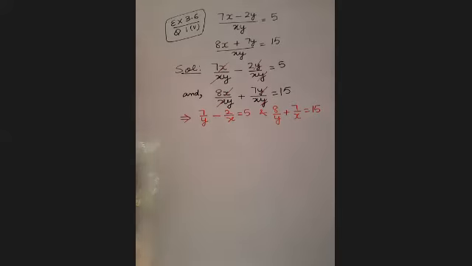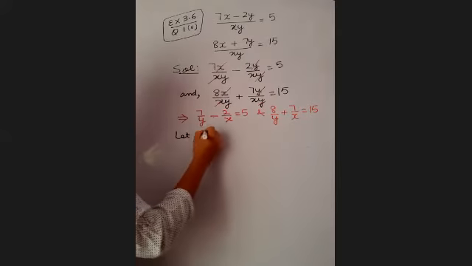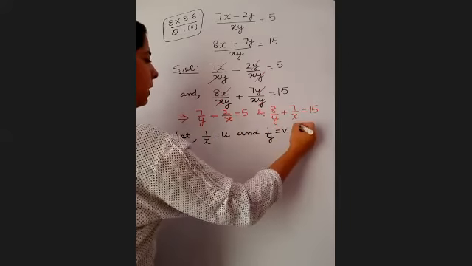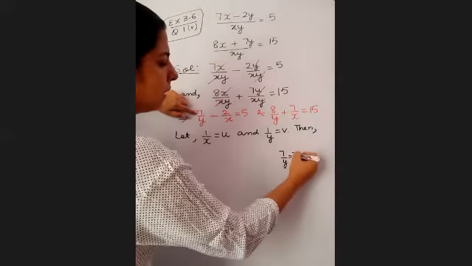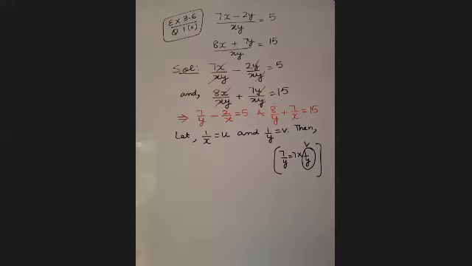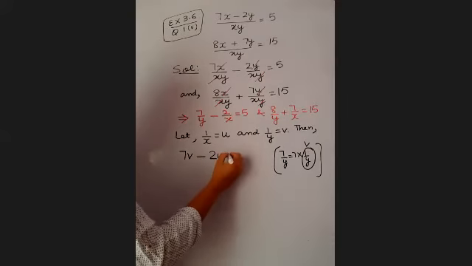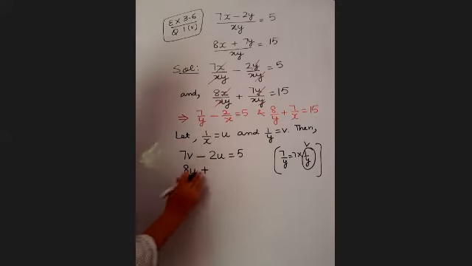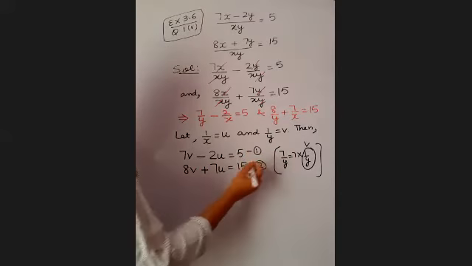You don't have to worry about y coming first or second. Does it make any difference? Just continue. 1 upon x is equal to u and 1 upon y is equal to v. Then what do we get? 7 upon y means 7 into 1 upon y, so 7v. This becomes 7v minus 2u equal to 5. What about this? 8v plus 7u equal to 15. Now we need to solve these two equations.